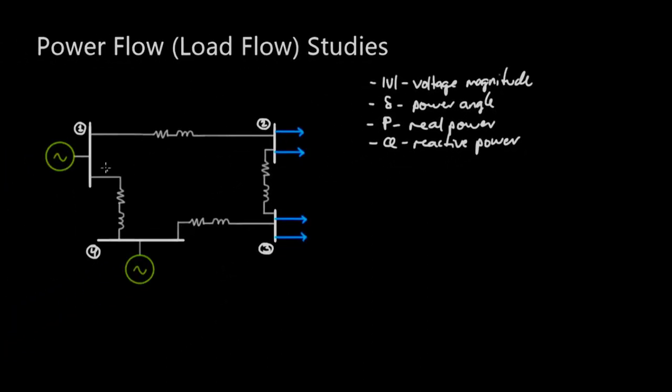And so again, for each bus in the system, and for example in the system that I've drawn over here, we have four buses, bus 1, bus 2, 3, and 4. At each bus, at the end of a power flow study, we're going to know the voltage magnitude at that bus, the power angle, the real power, and the reactive power.